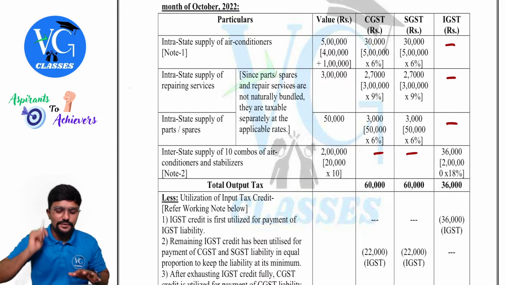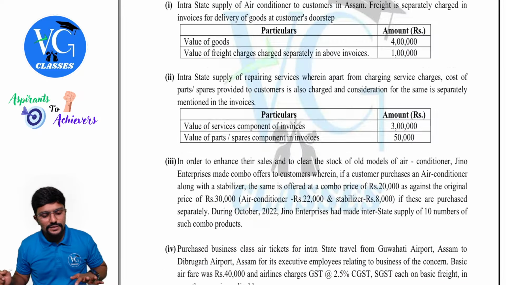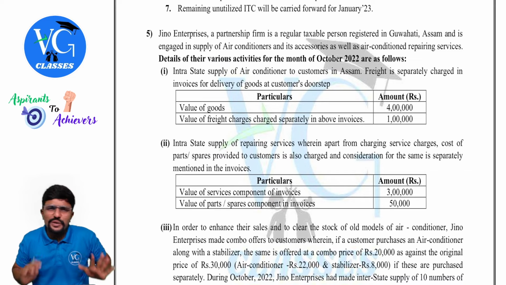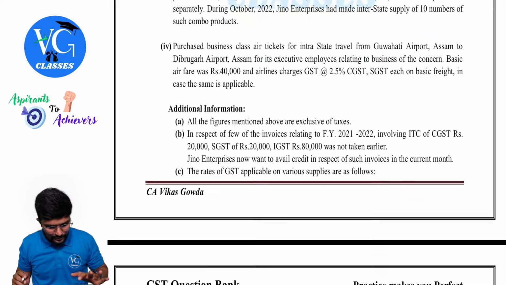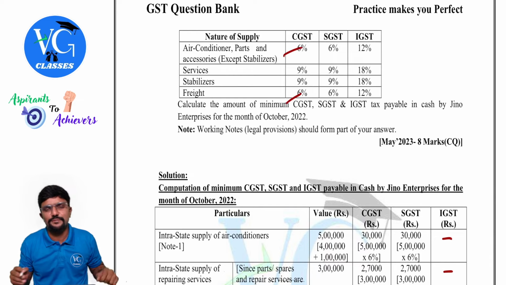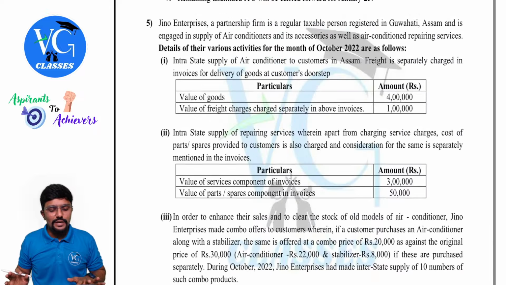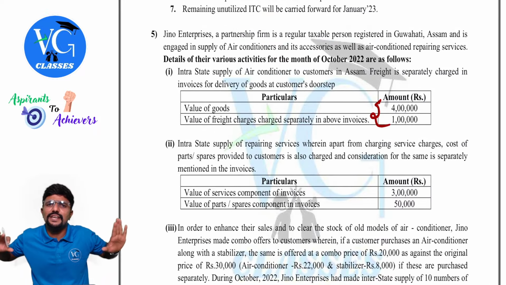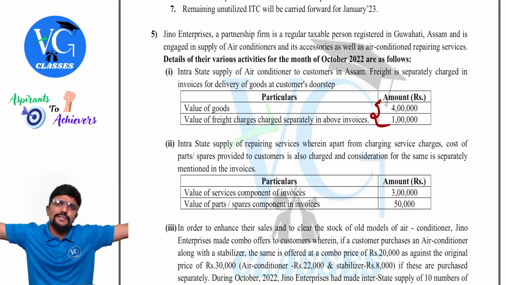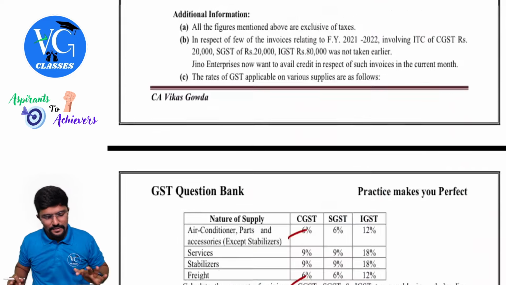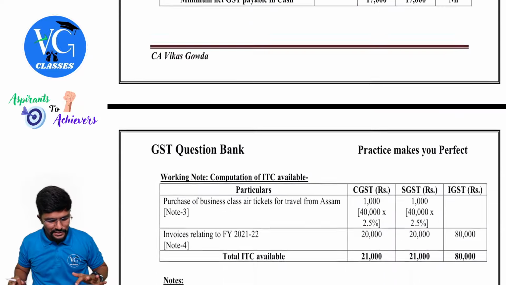Yeah, and guys, here, sir, as the value is given separately, can I consider it as two separate supplies? Yes, you can do it. Even in that case, for goods the rate is 6%, even for freight 6%. It will not make any difference. But as the breakup is given separately, can I consider them as two separate individual supplies? Yes, you can do it. But anyway, for this the answer will not change.